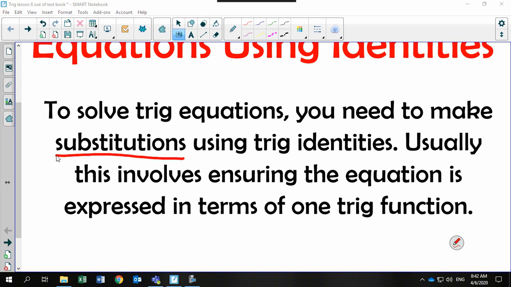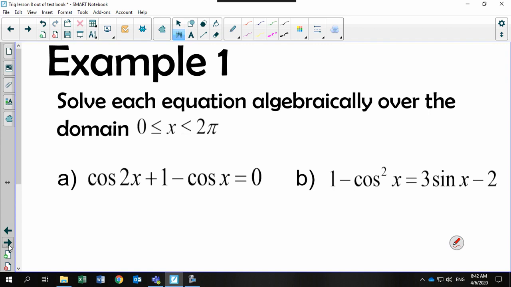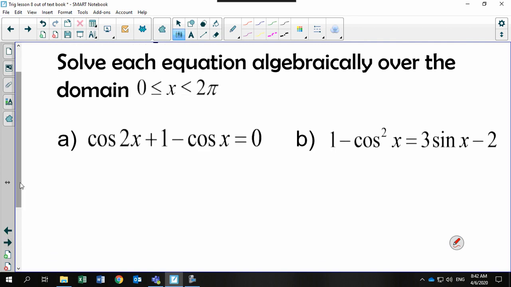Now, usually this involves ensuring that the equation is written in terms of one trig function. So that means usually we try to write it all in sine, all in cosine, and sometimes all in tangent. So we have our first example. If you printed out the notes, because this is not in your workbooks, today we're going to be solving a couple examples. The first one, solve the equation in this domain from 0 to 2 pi. So again, we want to make sure that when we're solving from 0 to 2 pi, our answers are in radians.